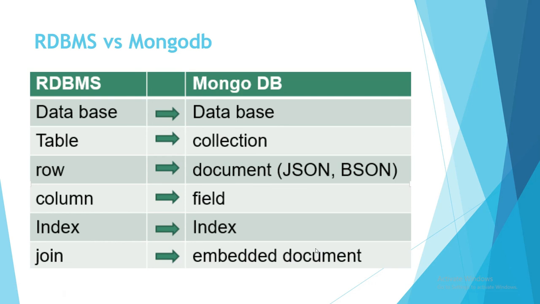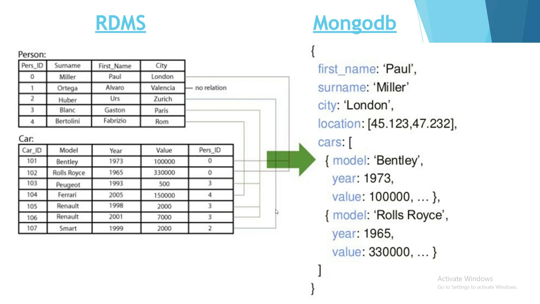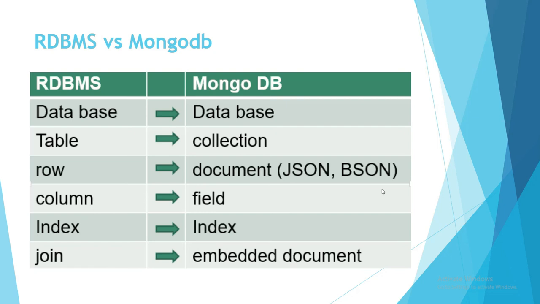We are simply embedding the document, right? You can observe here, to avoid the usage of the joins concept, I am simply embedding this car here only. That is what I mean by embedding the document. Inside the document, I am trying to embed one more document. That is what we call embedding the document to avoid the concept of joins.